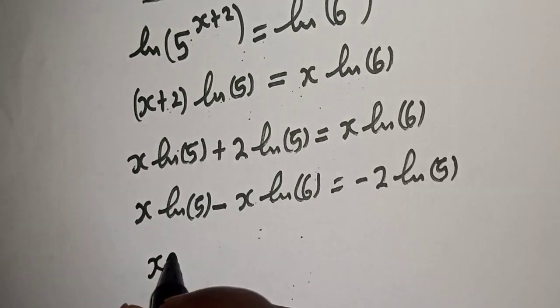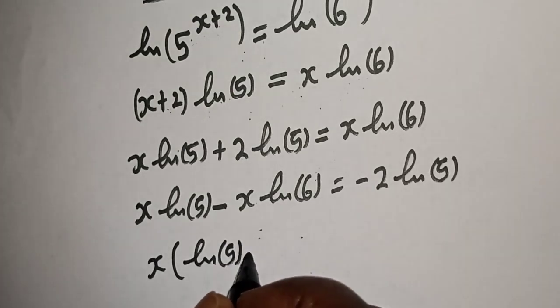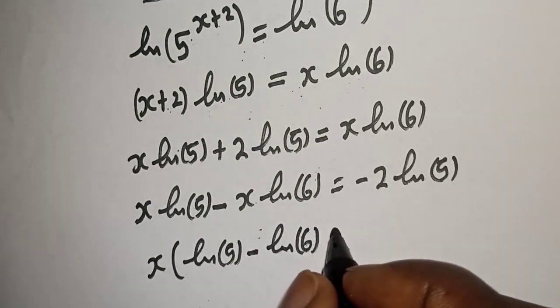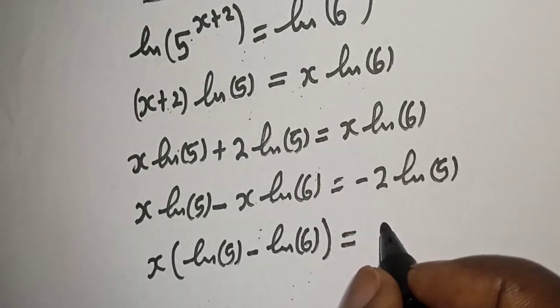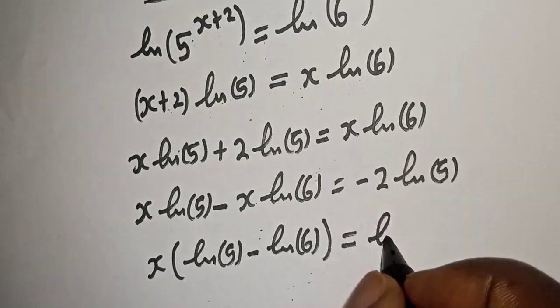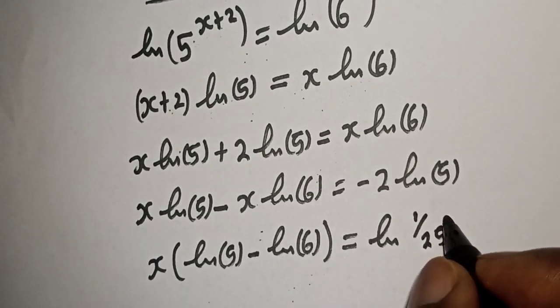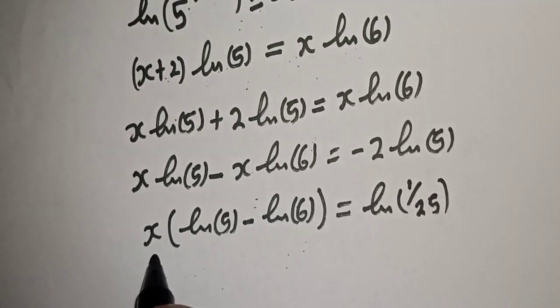x is common, let's bring it out. x bracket natural log of 5 minus natural log 6 is equal to, this can be written as natural log of 1 over 25. Then we are looking for the value of x.